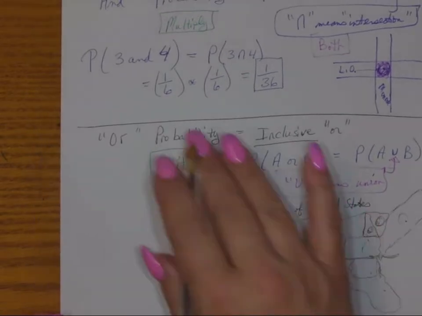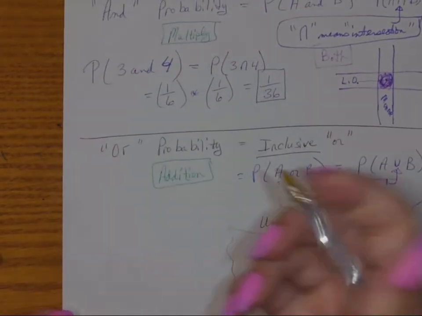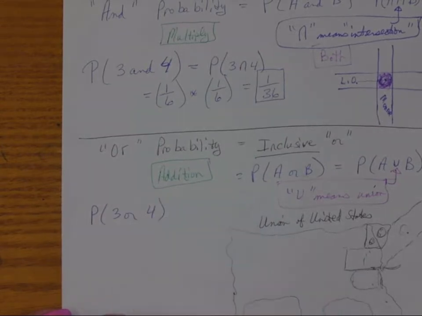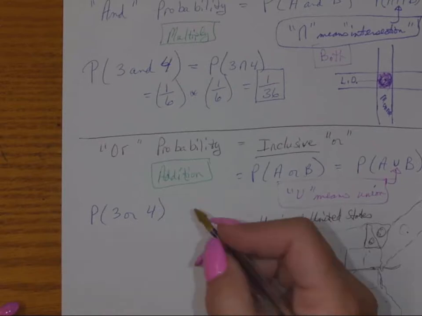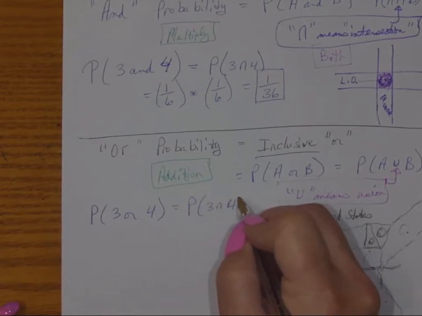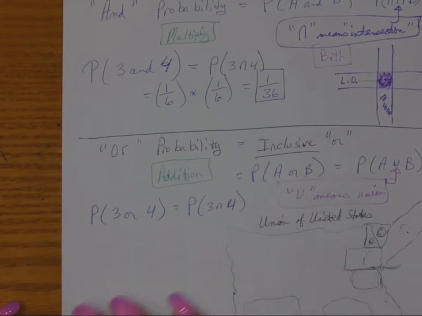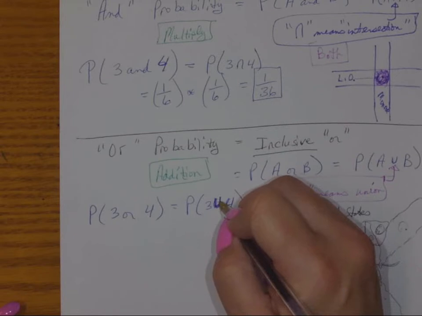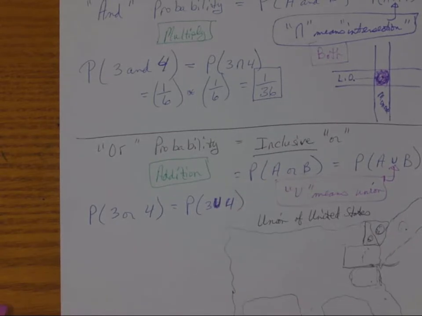So let's go back to our probability of 3, but let's make it an or. Probability of 3 or 4, okay? Well, the mathy notation is probability of 3 union 4. Okay, oops, I am so sorry. I did intersection. Union, it's the U. U is for union, that's what I always tell my students. U is for union. Okay, 3 or 4.